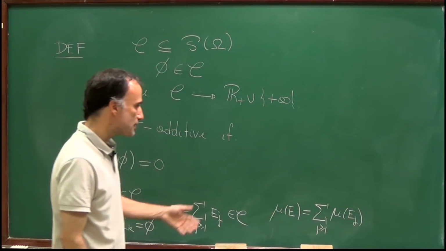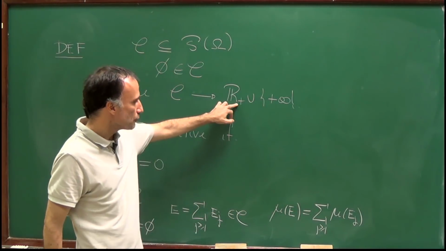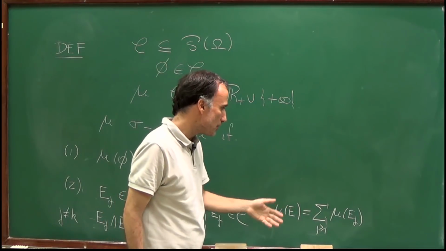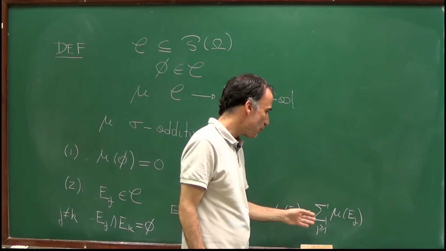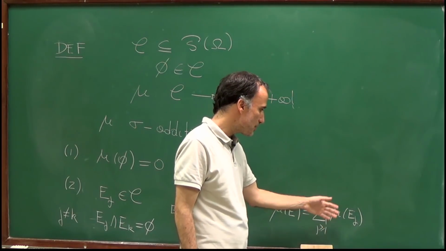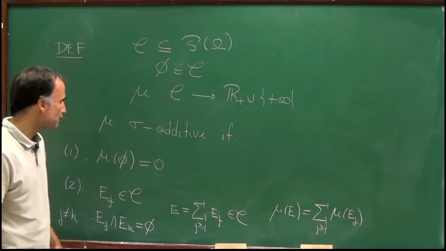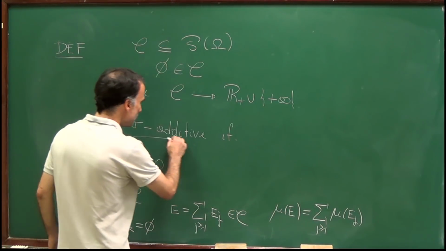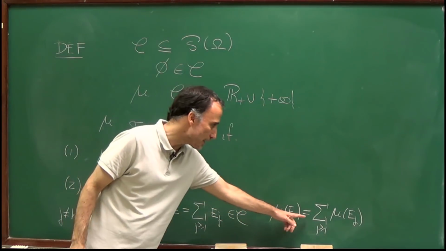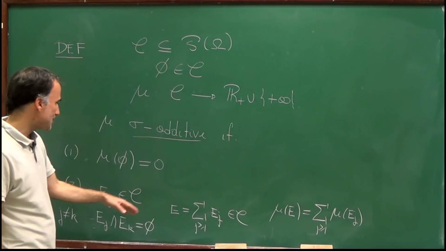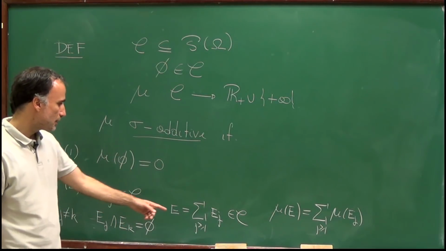Note that all these sums are well defined because I'm always assuming that mu takes only non-negative values. So in the previous definition, and in this one, what might happen is that this sum is plus infinity, but it's certainly always well defined. So I would say that mu is sigma additive if we have this identity for all classes of sets satisfying these three assumptions.